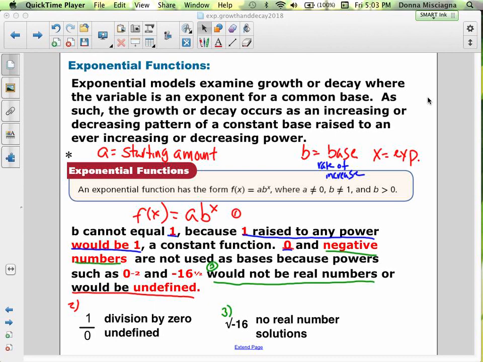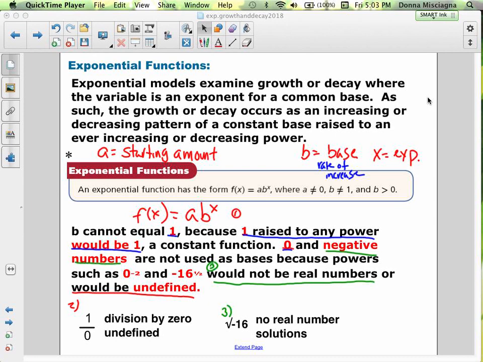So you have this in your notes, the equation for exponential functions. An exponential function has the form f of x equals a times b to the x, where a is not 0. If you start off with nothing, no matter how much time goes by, it's still going to be nothing. Your base can't be 1, because if you raise 1 to a power, it's still going to be 1. Like 1 to the 10 millionth power is still 1. And your base has to be positive. Right? So let's look at why these things are true.